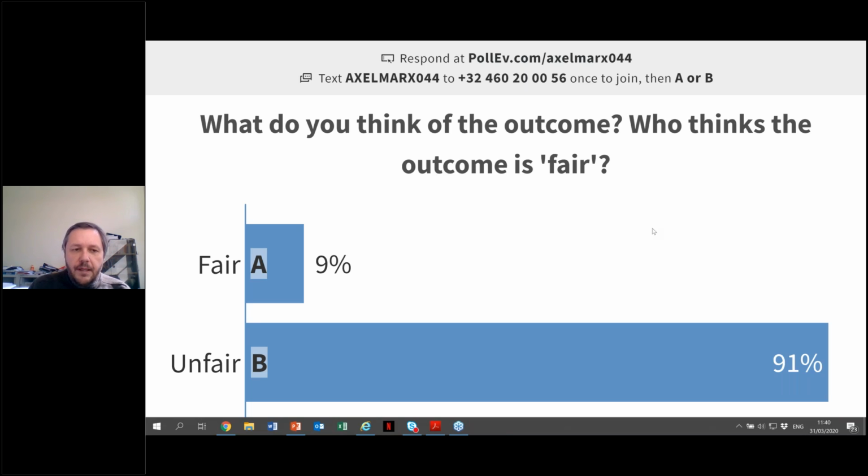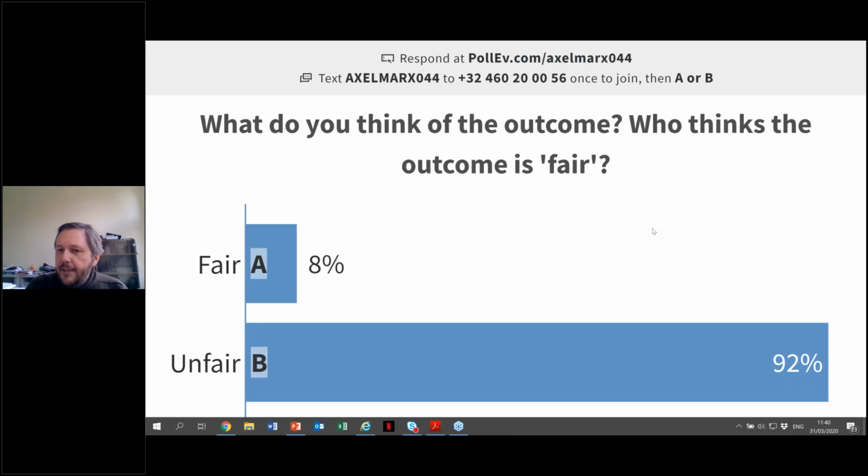So most of you think it's a very unfair outcome. Almost 92% think it's an unfair outcome. Now, does anybody want to tell the rest of the group why you think it's a fair outcome? There are only a few who answered that. Or why you think it's an unfair outcome.